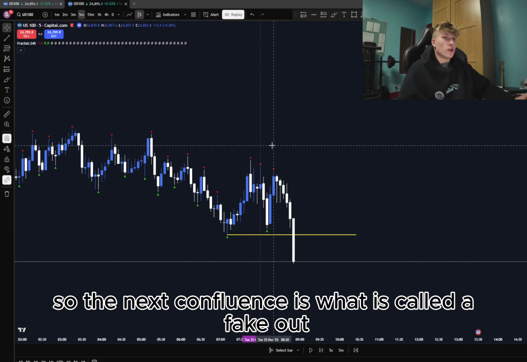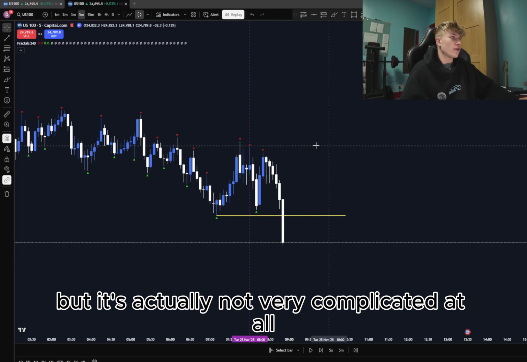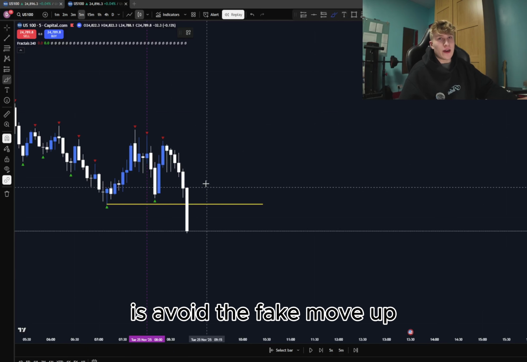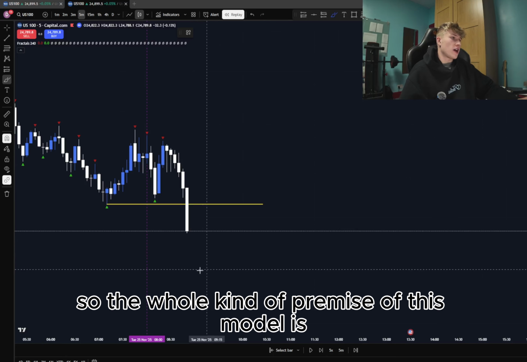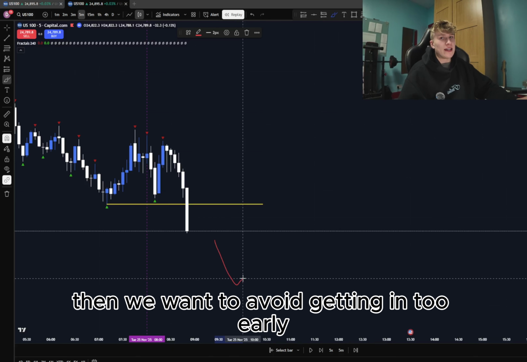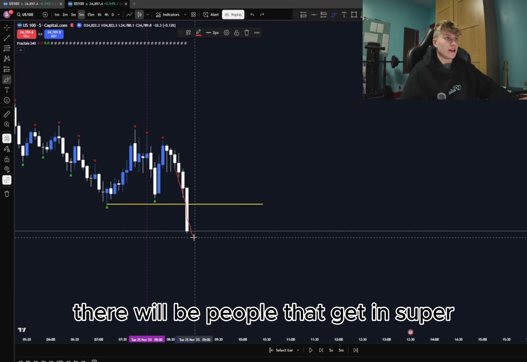The next confluence is what is called a fake out. Now this is a confluence that quite a few guys get confused on, but it's actually not very complicated at all. The whole thing we're trying to do here is avoid the fake move up that often comes with an actual move down. So the whole premise of this model is we get the sweep, then we want to avoid getting in too early, because what will happen is as soon as we've swept, there will be people that get in super early.